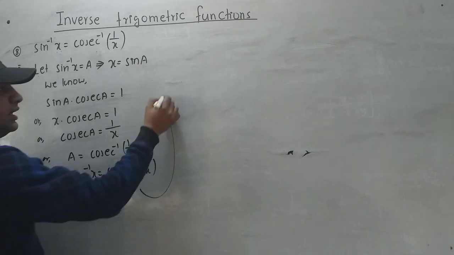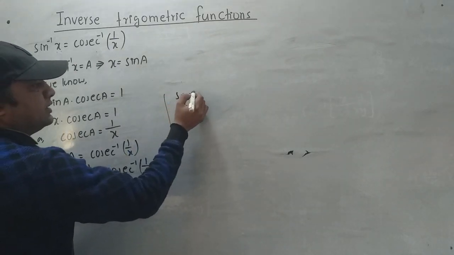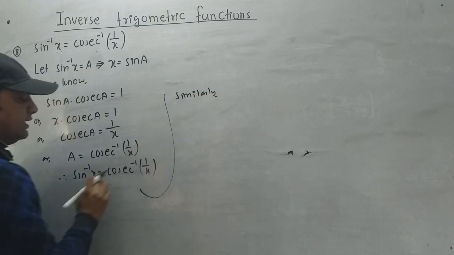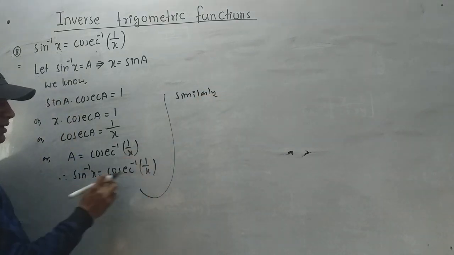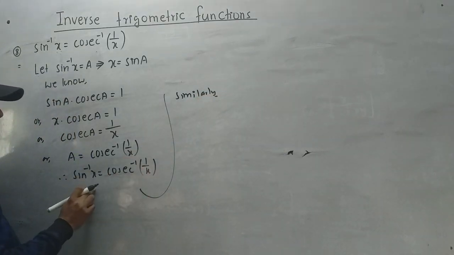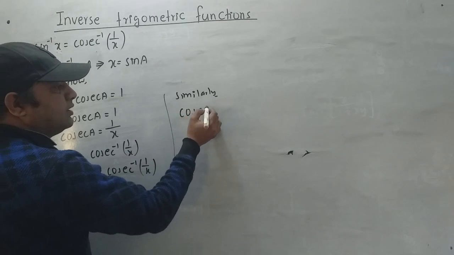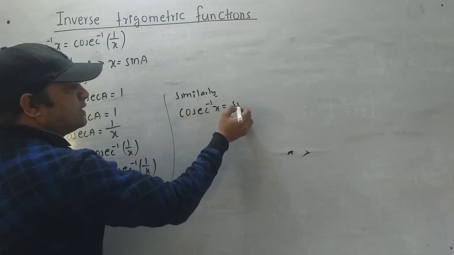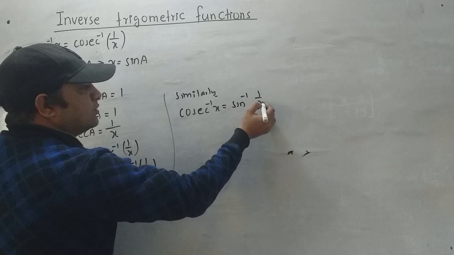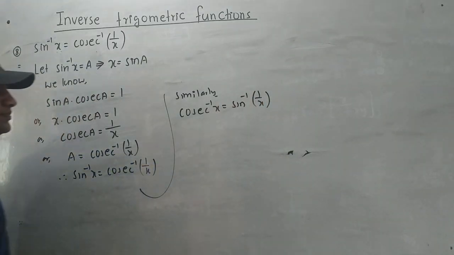Similarly, what you can write here: sin inverse x is cosec inverse 1 by x. So x divided by 1, make it reciprocal, it will be 1 by x. So what you can say now? Similarly cosec inverse x you can write, that is sin inverse 1 by x.